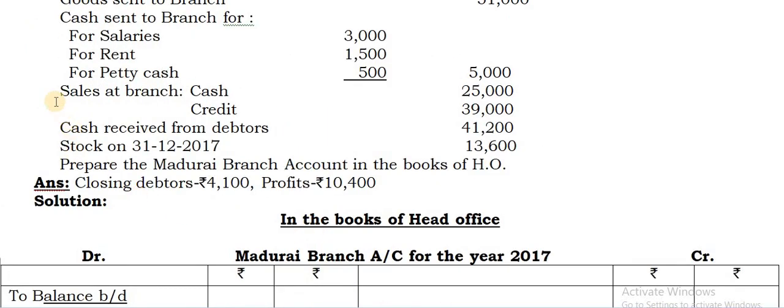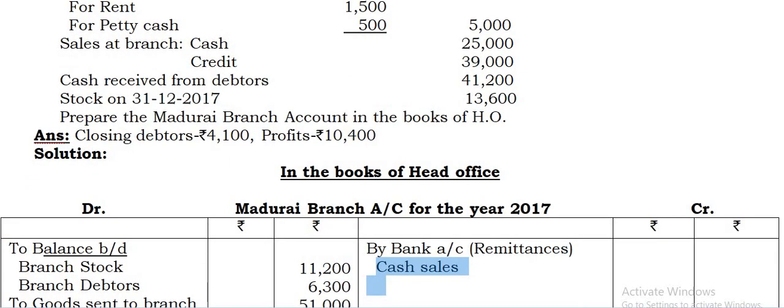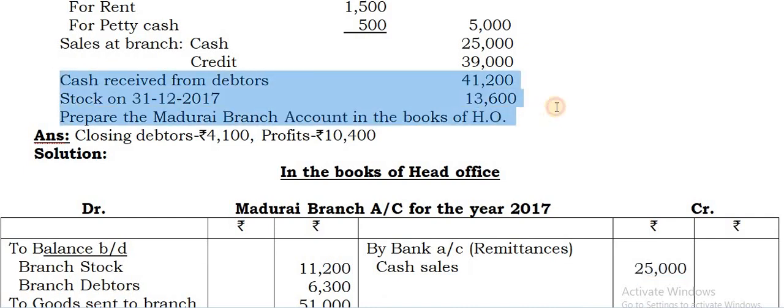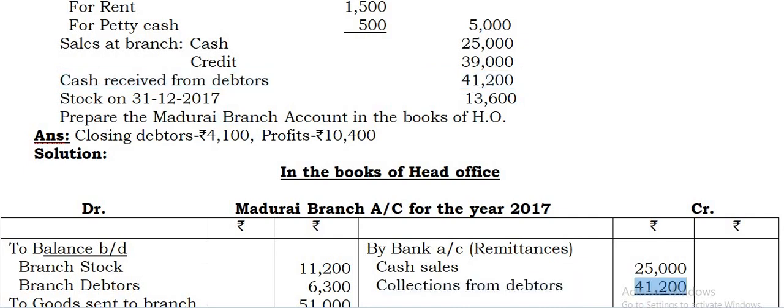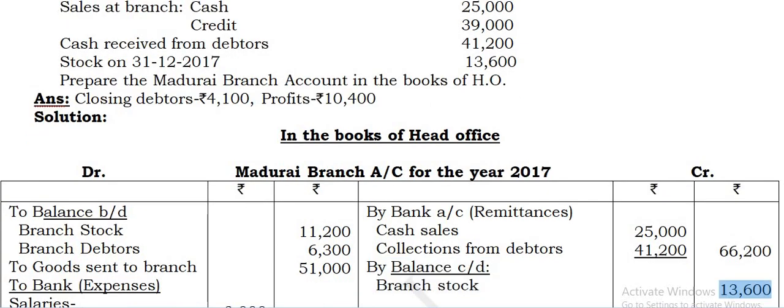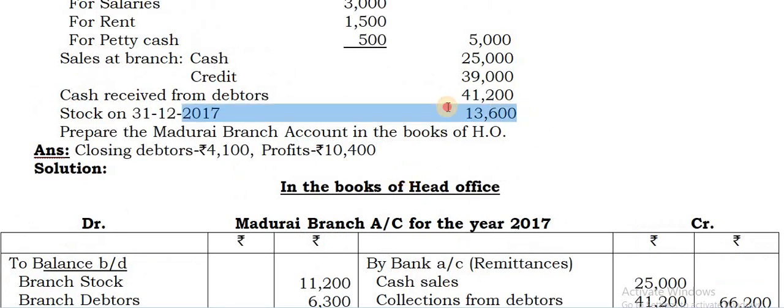Next, you can go for entering the remittances, take on credit side, by bank account, remittances, cash sales 25,000. Then you can find this cash received from debtors. This you take, that is 41,200. That total out column. Then balance carried on, that branch stock. So closing stock is given as 13,600.